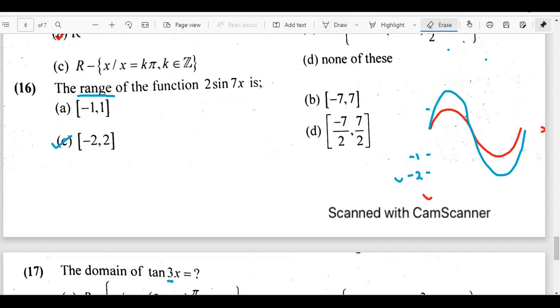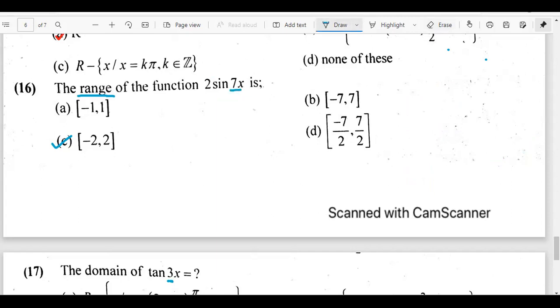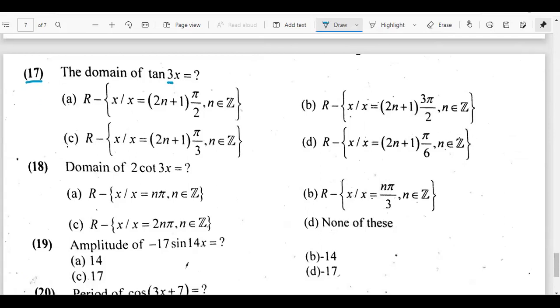Okay, perfect. Let's talk about what we do about the 7x. I'll tell you, the 7x is going to affect the period, or the domain. It would affect the period or domain, and we'll check that for the 17th question. This 7x is not going to have any impact on the range. The range would just be affected by this number. Okay, let's see how things change.